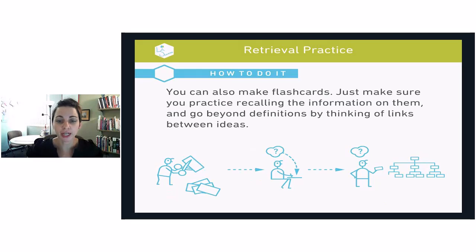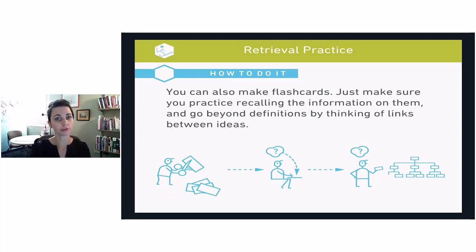Another one is flashcards. Flashcards are excellent. The only thing to be careful of with flashcards, if you see students using them or if you use them yourself, is that you've got the flashcard in front of you and the question or the concept is written on one side, and what I see students doing is looking at that side and then flipping it over and verifying the answer on the back and then moving to the next card. And that's not actually retrieval practice. That is recognition practice.